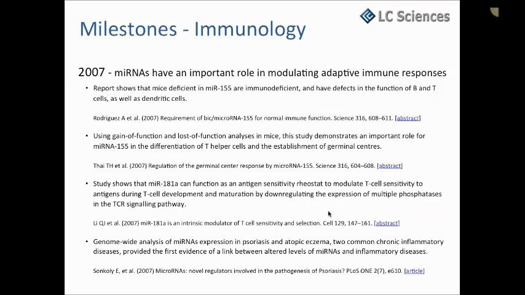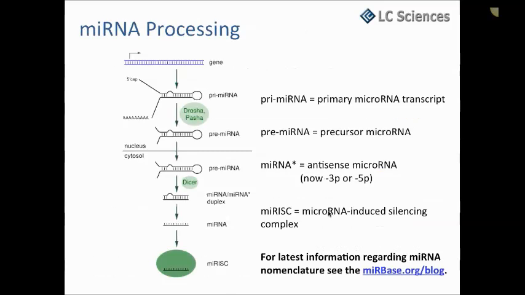Then from 2007 on, more and more publications showed that microRNAs play an important role in modulating not only the innate but also the adaptive immune response. Again, microRNA 155, you will see that show up quite frequently. Another one is microRNA 181A, as I mentioned already before. That shows up a lot too. These are just a couple of papers that were important in 2007 and started the development of microRNA research in the immunology field.